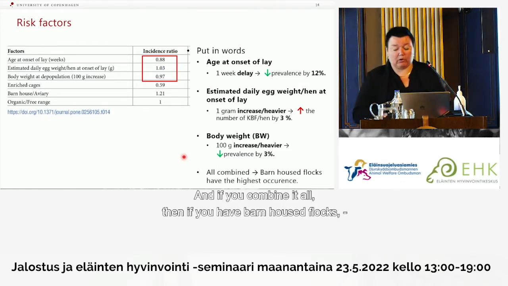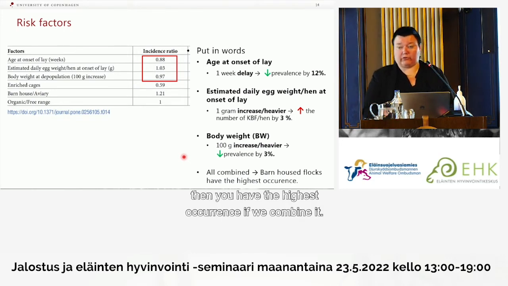And if you combine it all, then barn-housed flocks have the highest occurrence.